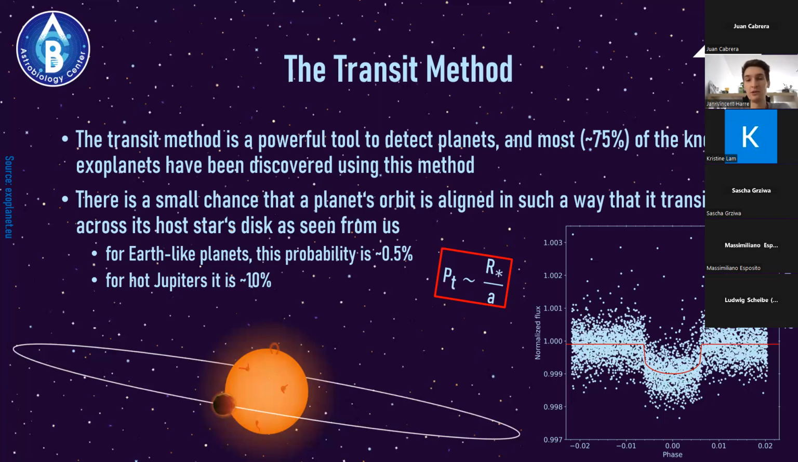And even though these probabilities are rather small, especially for planets that are further out from the star, the good thing is that we can observe with this method many stars at once, which is why we have so many planet detections from this method.